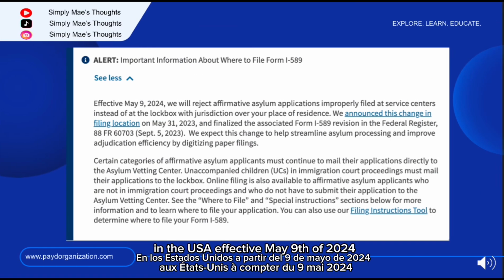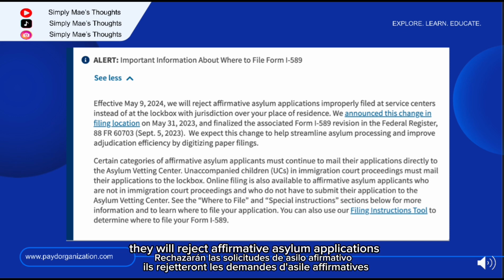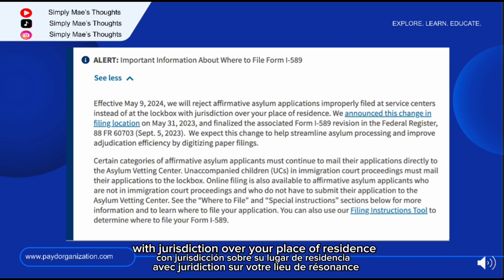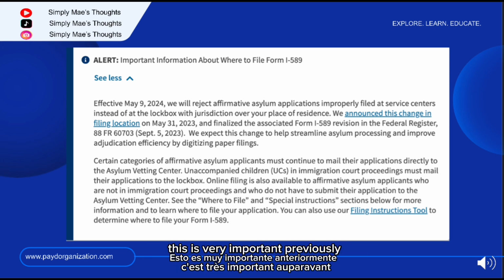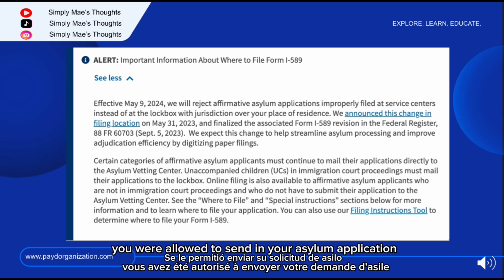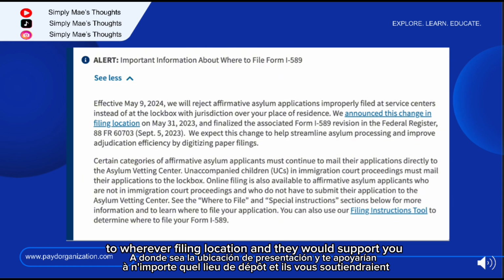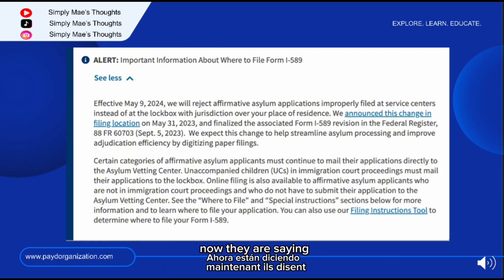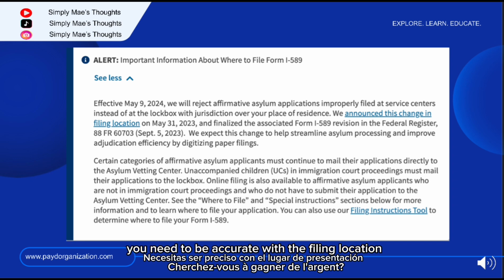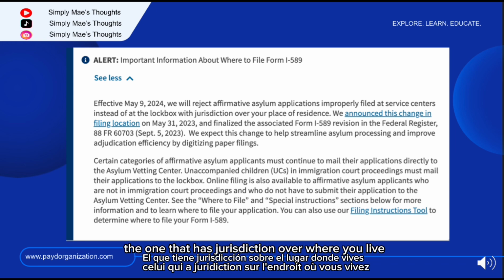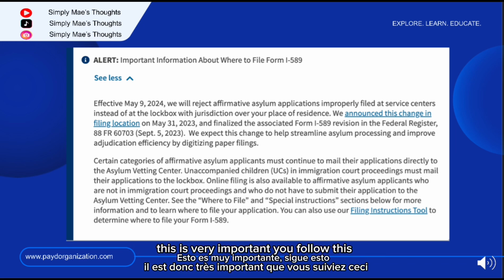Effective May 9th of 2024, they will reject affirmative asylum applications improperly filed at service centers instead of the lockbox with jurisdiction over your place of residence. This is very important. Previously, you were allowed to send in your asylum application, which is the form I-589, to wherever filing location, and they would support you. Now they're saying you need to be accurate with the filing location you are sending it to. It has to be the one that has jurisdiction over where you live. So it's very important you follow this.